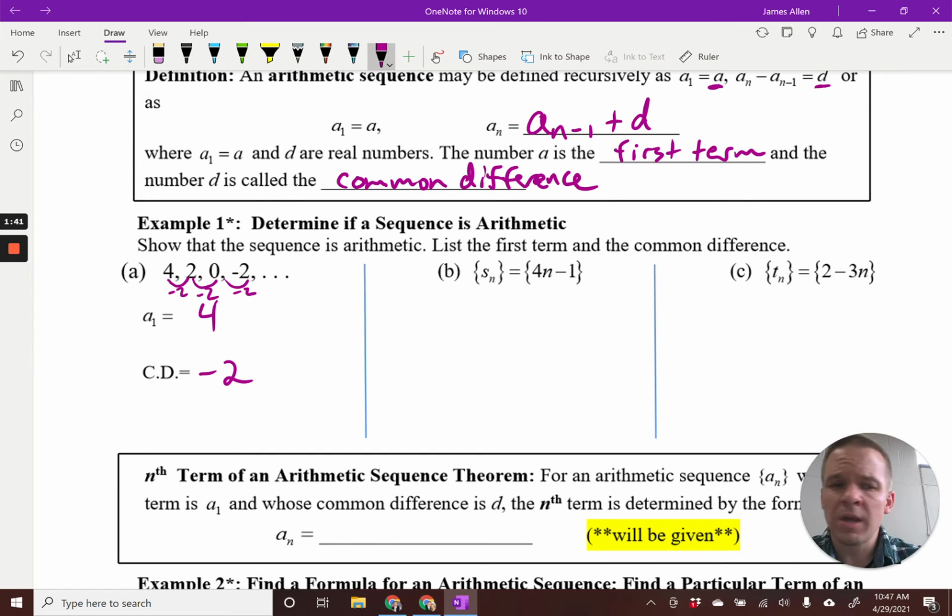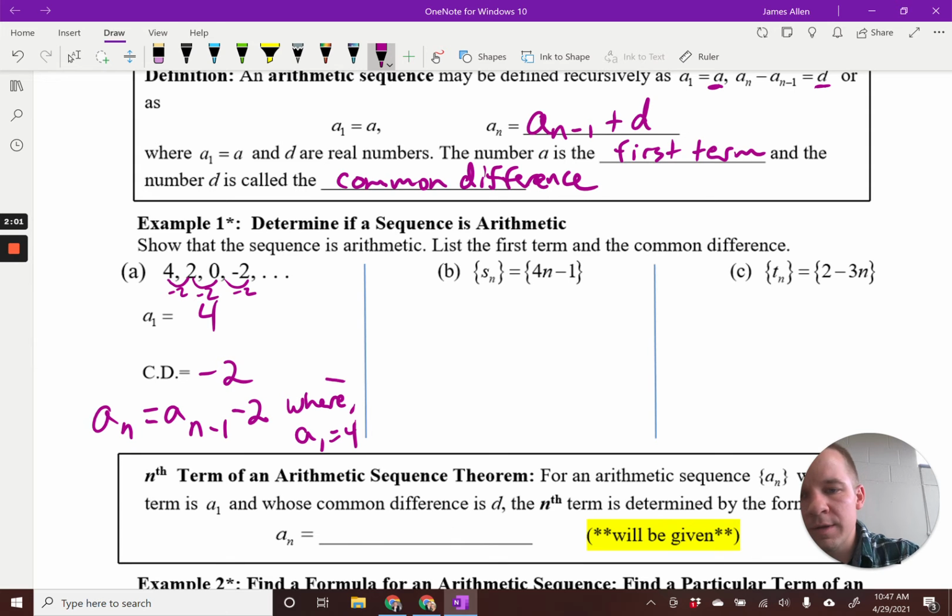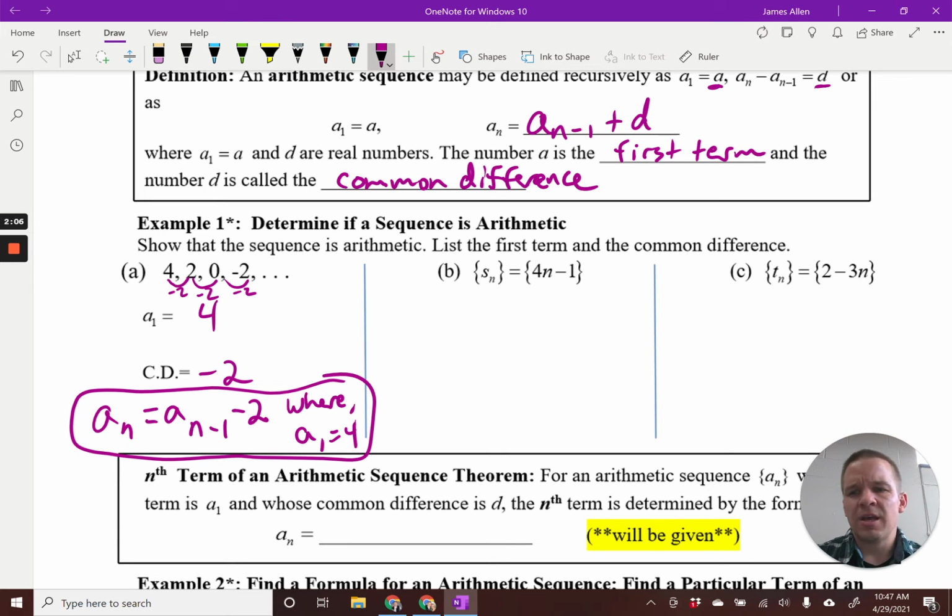All right. So what's my recursive formula for this one? Well, I would have a sub n is equal to the previous term plus my common difference. In this case, it'd be plus negative 2, so minus 2, where a sub 1 is equal to 4. So that would be my entire formula there, defined recursively. You may see some write plus negative 2. I prefer just minus 2. I feel like it muddies it up when you see the plus negative 2. To each his own.